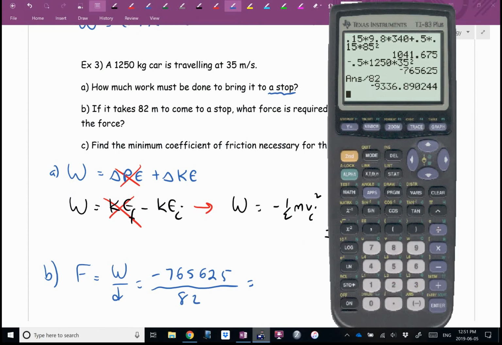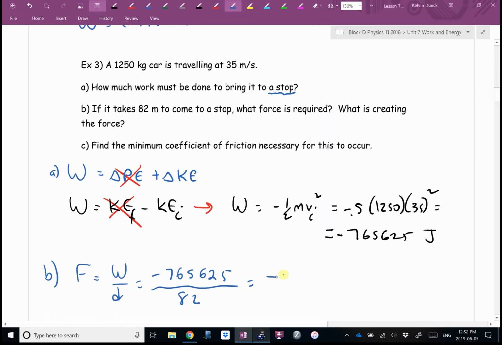Now, I'm going to get a negative force. What that's saying is the force has to be in the opposite direction of motion, because force is a vector. If the car is going forwards, the force has to be backwards. If the car is going north, the force has to be south. Which, yeah, okay. I'm going to go negative 9340. And force units, Antonio? Good.